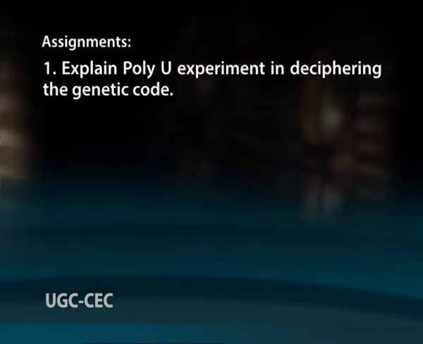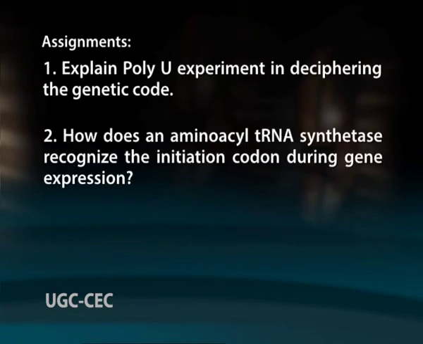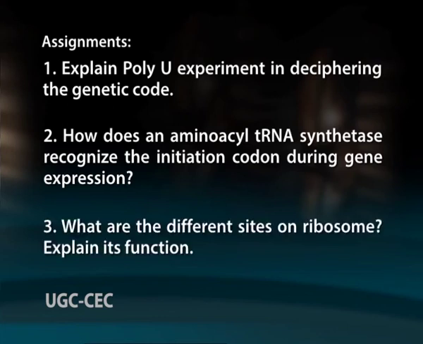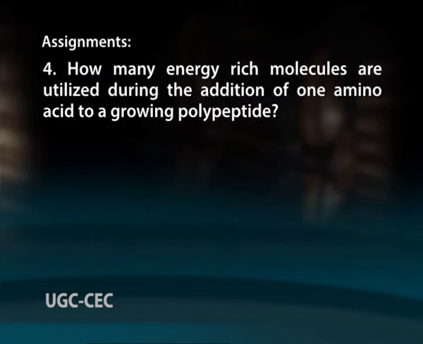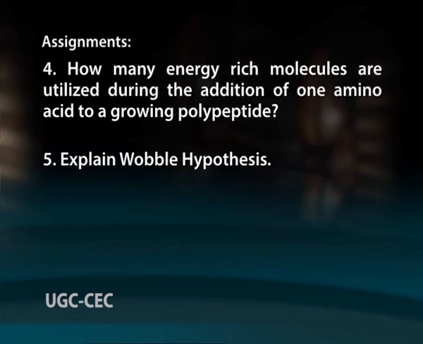Here are a few questions for you to work out. 1. Explain the poly-U experiment in deciphering the genetic code. 2. How does an aminoacyl tRNA synthetase recognize the initiation codon during gene expression? 3. What are the different sites on the ribosome? Explain their function. 4. How many energy-rich molecules are utilized during the addition of one amino acid to a growing polypeptide? 5. Explain the Wobble hypothesis.